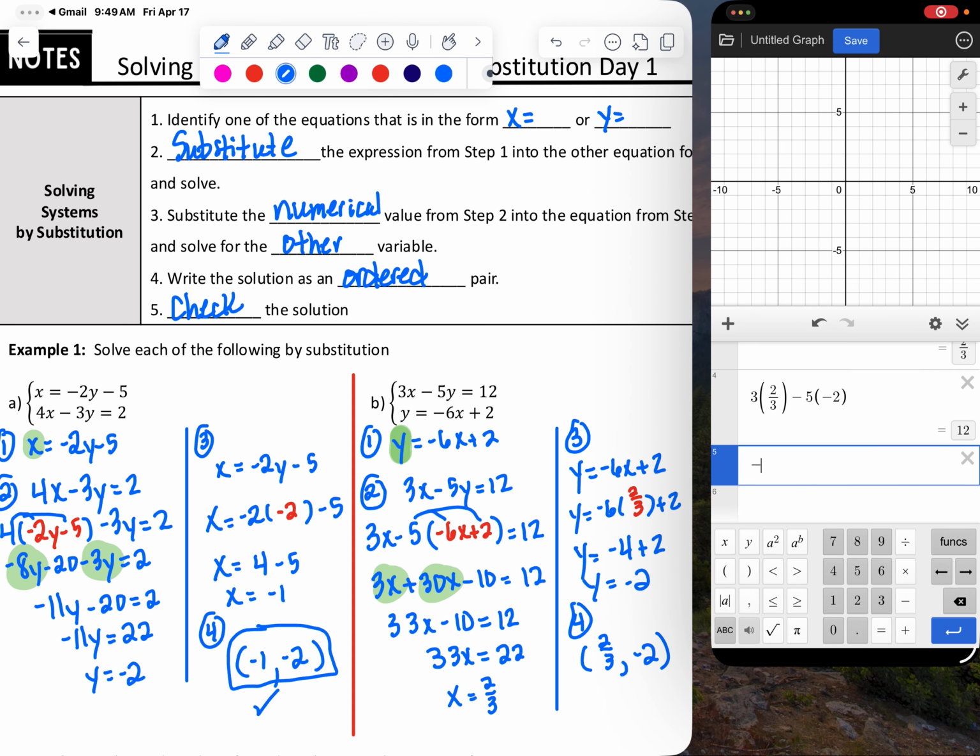Now take your second equation, negative 6 parenthesis, and plug in what you got for x, which was 2/3, plus 2, and I should get negative 2. And I did. So I'm going to box it in.